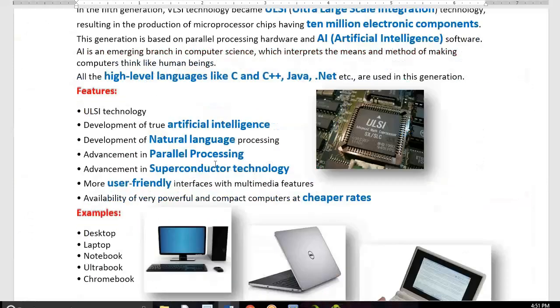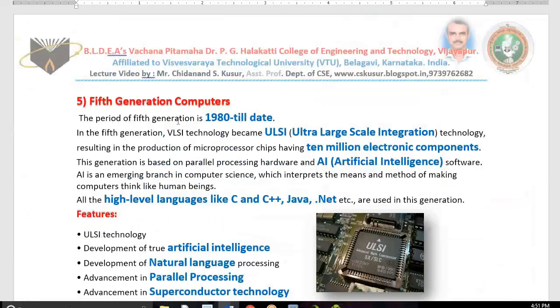Now we are in the 5th generation. The period of the 5th generation is 1982 till date, ULSI, ultra large scale integrated circuits, which we are using today. It has 10 million electronic components. This generation is based on parallel processing hardware and artificial intelligence software. AI is an emerging branch in computer science which interprets the means and methods of making computers think like human beings. It is possible because of such machines.